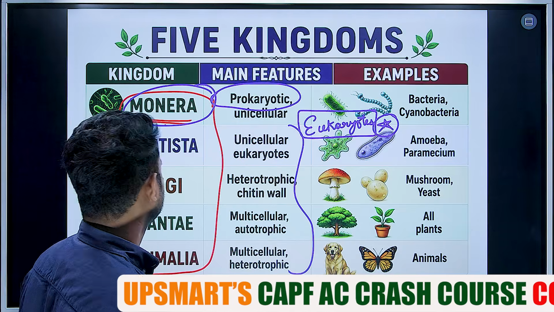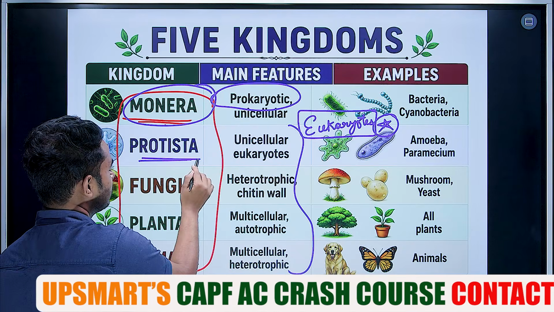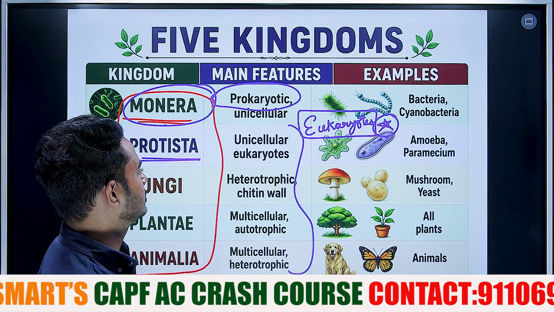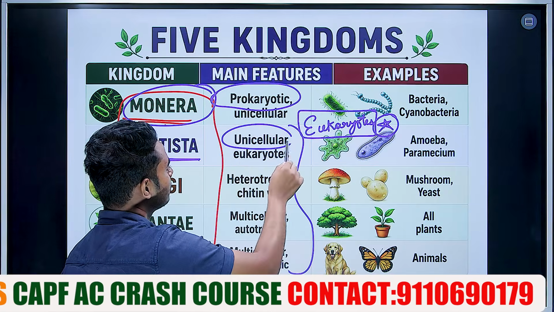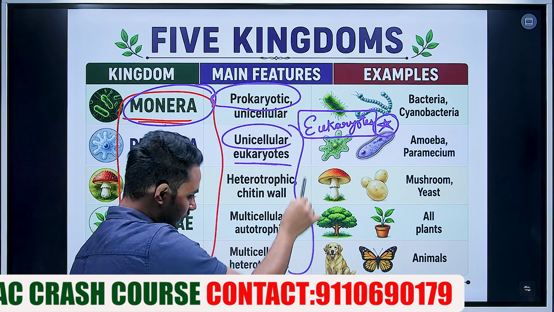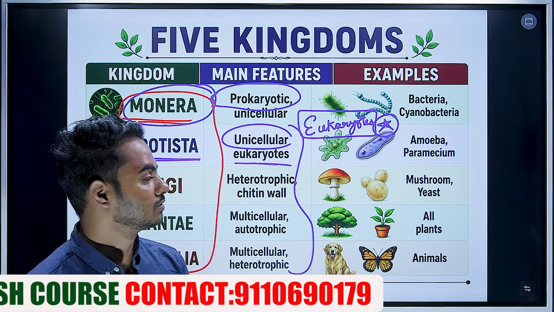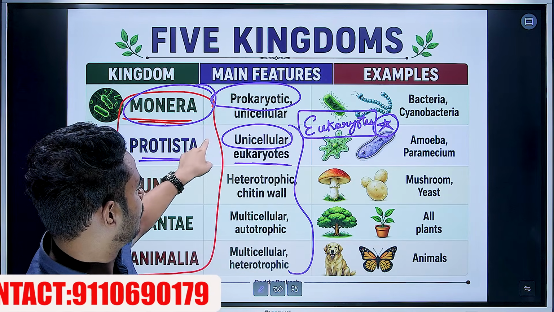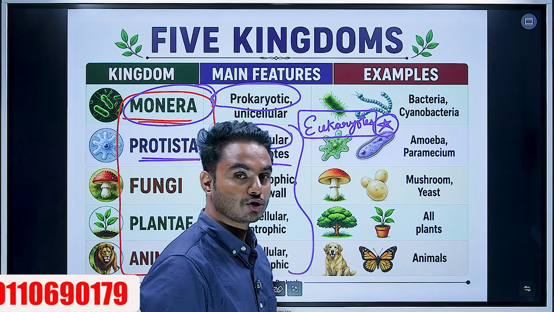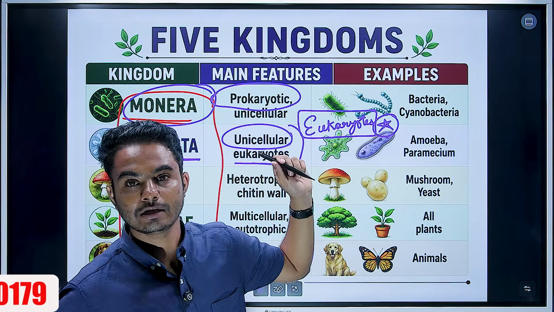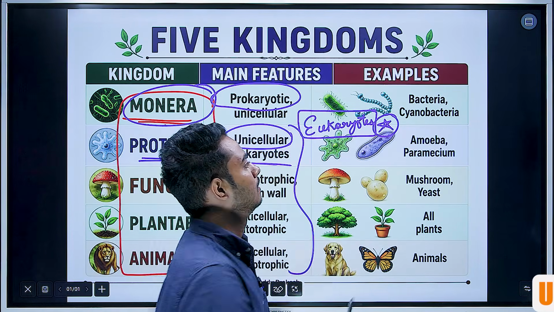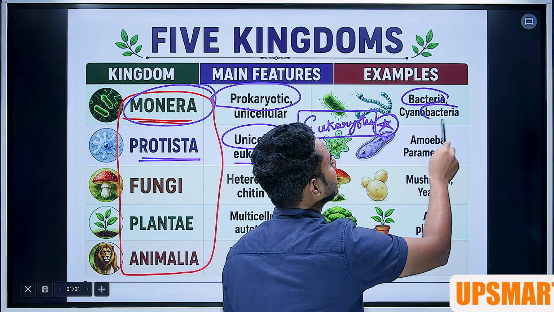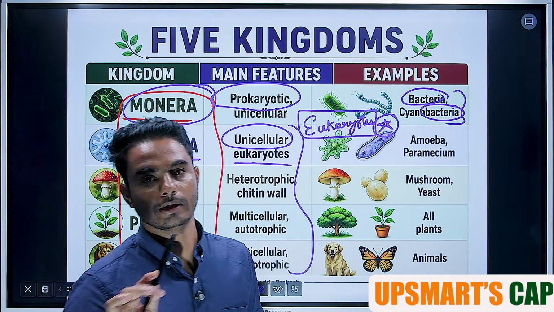Fine, right? Next, protista. What is protista, sir? Protists are usually unicellular and eukaryotes, nothing to study because all of them are eukaryotes. So they are unicellular. Now we know Monera. Now we know protista. So the examples of Monera are, I told, bacteria are usually Monera.